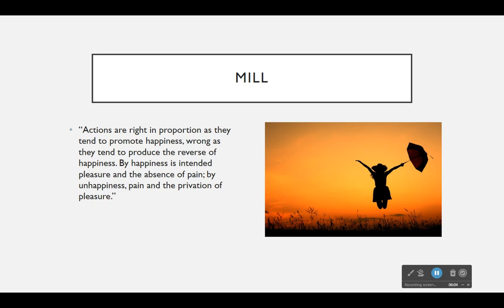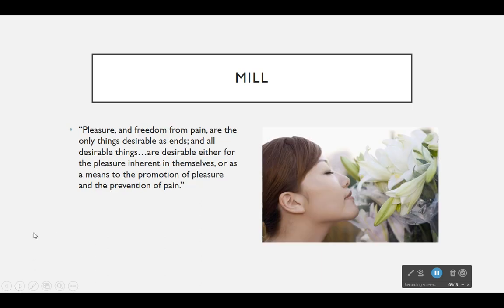But as we know, for hedonism, pleasure/happiness is the source of all value. So the only thing that is intrinsically good is pleasure/happiness. The only thing that is intrinsically bad would be pain/unhappiness. Mill writes that pleasure and freedom from pain are the only things desirable as ends. And all desirable things are desirable either for the pleasure inherent in themselves or as a means to the promotion of pleasure and the prevention of pain.